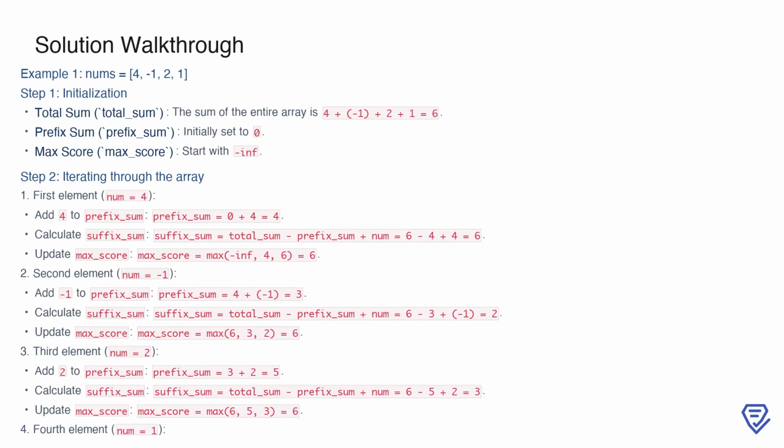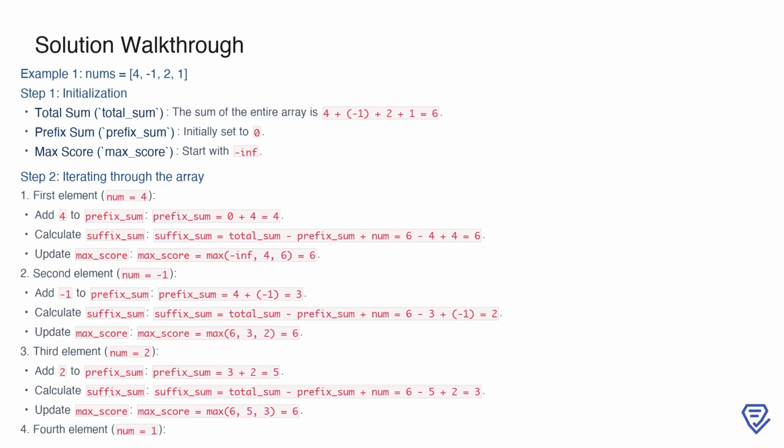Let's start with example 1, where the array nums is 4, -1, 2, 1. First, we initialize three variables. The total_sum is the sum of all elements in the array, which is 4 plus -1 plus 2 plus 1 equals 6. The prefix_sum is initialized to 0, and the max_score is set to -infinity because we want to track the maximum value as we iterate through the array.